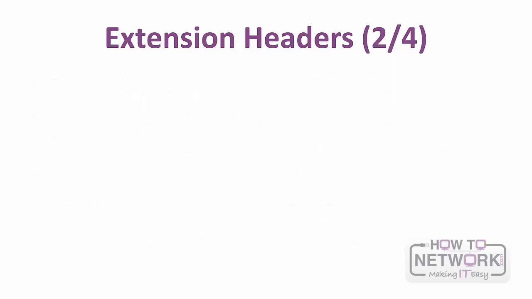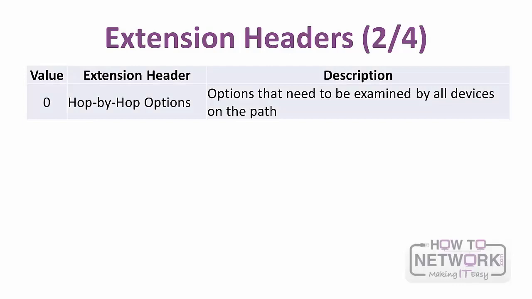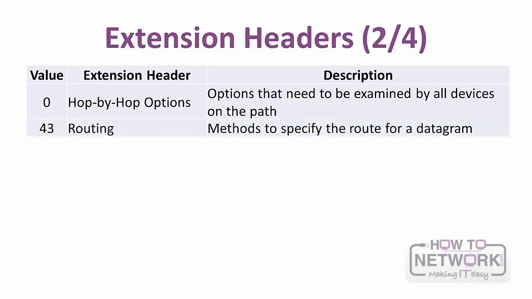There are currently 6 extension headers. Hop-by-hop options. With a decimal value of 0, this is used to carry optional information which must be examined by every router along the path of the packet. Routing. With a decimal value of 43, this allows the source of the packet to specify the path to the destination.